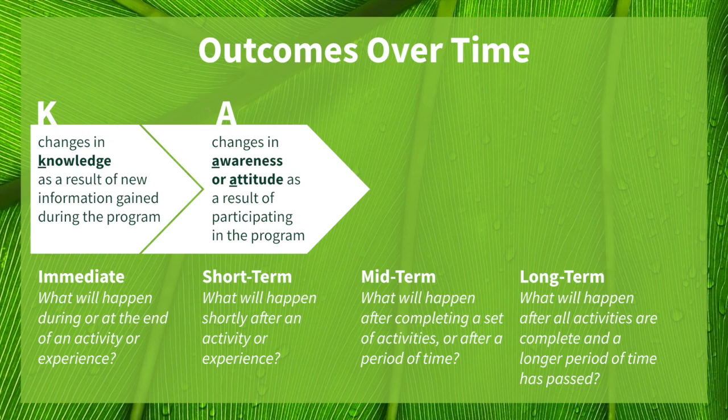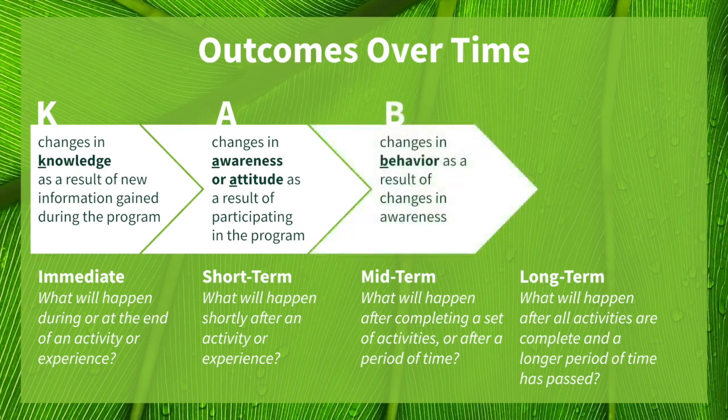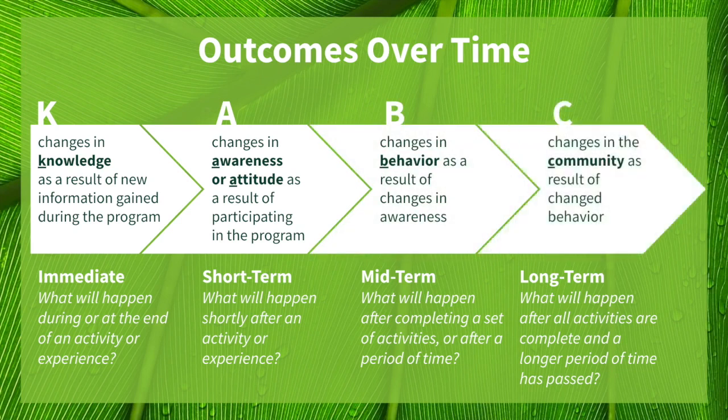The difference between knowledge and awareness here is that knowledge refers to just gaining new information, whereas awareness is when we start to contextualize the new information or connect that information with other things we know or other perspectives we have, and our feelings or values associated with that knowledge changes. B is a change in behavior as a result of the change in awareness or attitude. And finally, C is the change in the community as a result of that changed behavior.